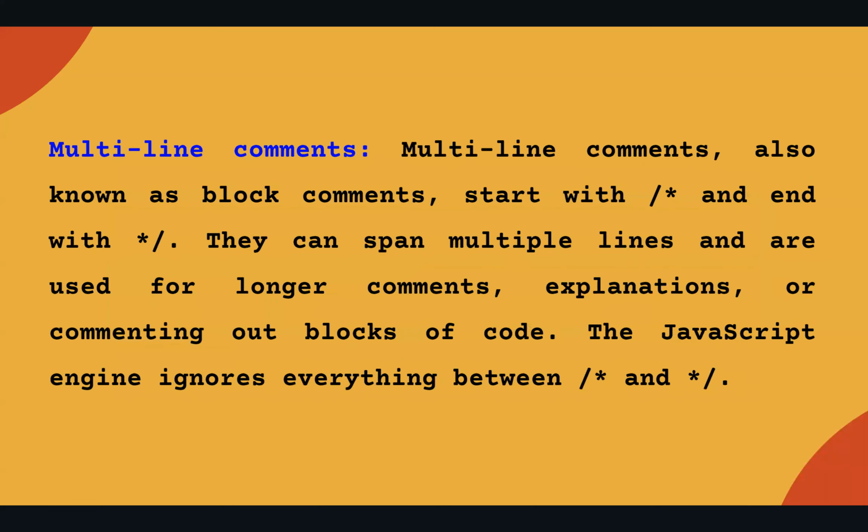Multi-line comments, also known as block comments, start with slash star and end with star slash. They can span multiple lines and are used for longer comments, explanations, or commenting out blocks of code. The JavaScript engine ignores everything between these two symbols, slash star and star slash.